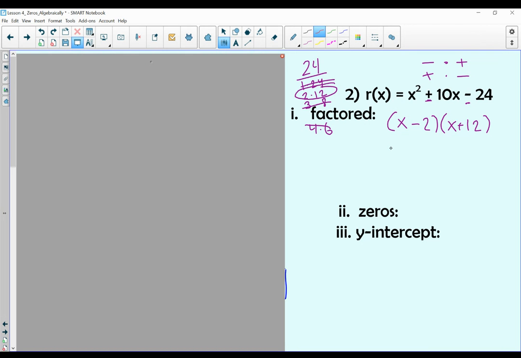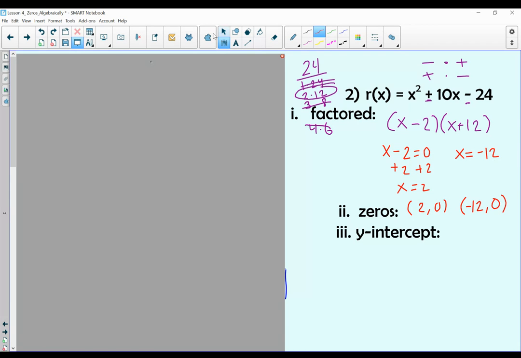So now my zeros, x minus 2, set that equal to 0. I get 2, 0. And over here, we know it's going to be the opposite of what we see in the parentheses. And the reason that it's the opposite of what we see in the parentheses is because this is just x. The coefficient of x is 1 here. So when the coefficient of x is 1, you know it's going to be the opposite of what you see in the parentheses. So our zeros are positive 2 and negative 12.